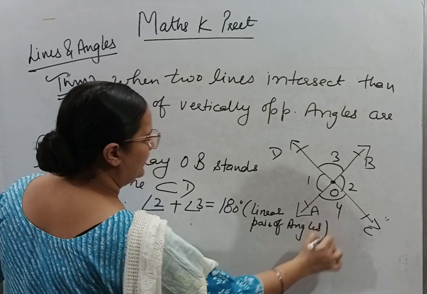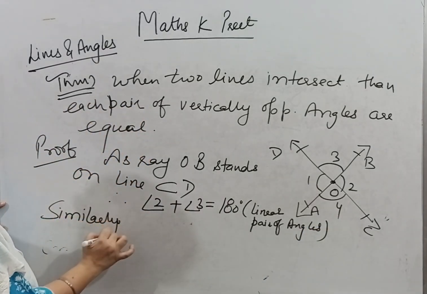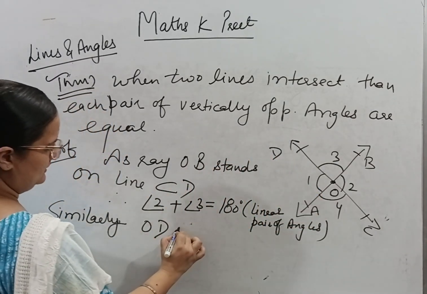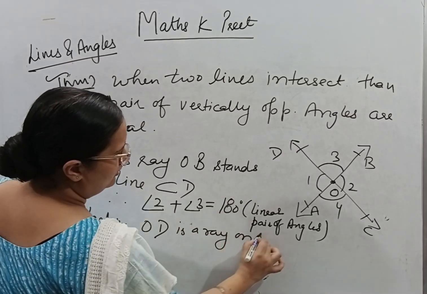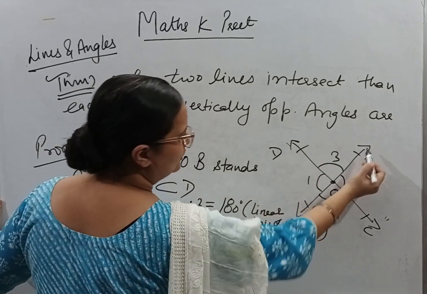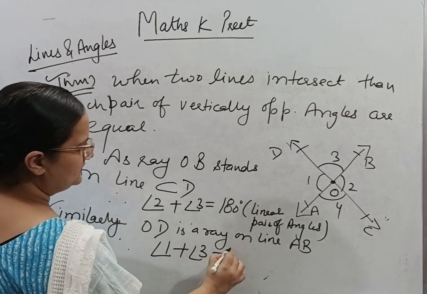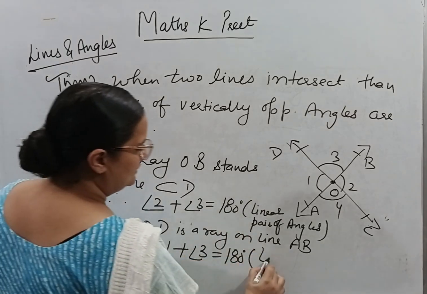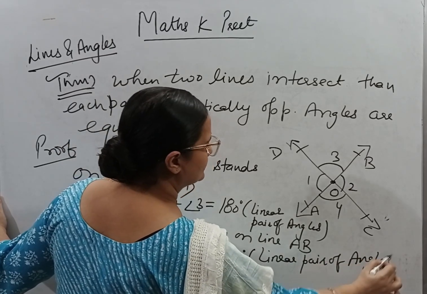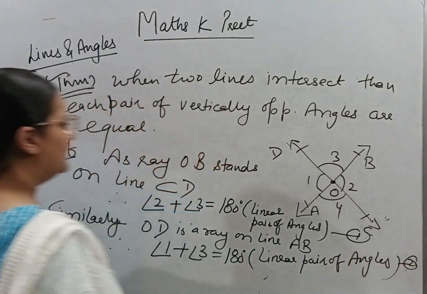Linear pair of angles. Similarly, OD is a ray on this line AB. Now OD is a ray on this line AB. We will have angle 1 plus angle 3 is equal to 180, with the same reason, linear pair of angles. Mark it number 1 and number 2.